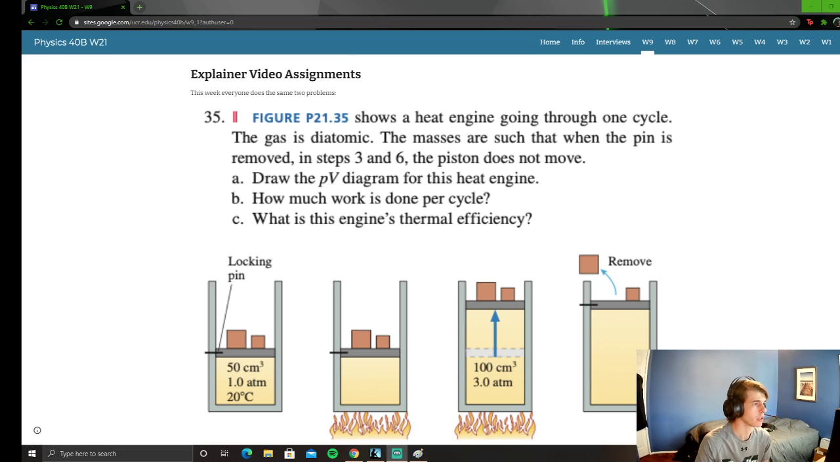Figure P21.35 shows a heat engine going through one cycle. The gas is diatomic. The masses are such that when the pin is removed in steps 3 and 6, the piston does not move. It asks us to draw the PV diagram, asks how much work is done per cycle, and asks for the thermal efficiency.